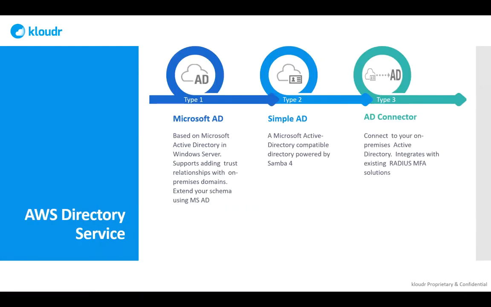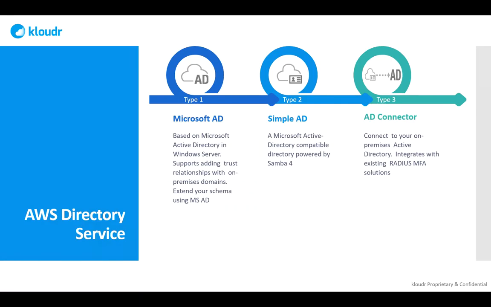Some companies would like to enforce policies on their users' desktops, and most companies are using Active Directory. For that, AWS has a full SaaS solution for directory service. There are three types that you can use on AWS. The first type, which is the most common, is Microsoft AD. Microsoft AD is a Windows server in the back end of AWS and fully managed by AWS.